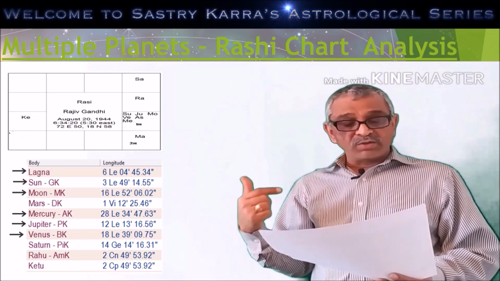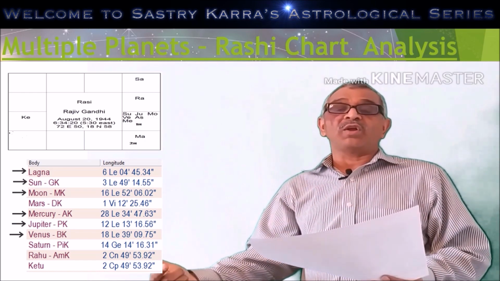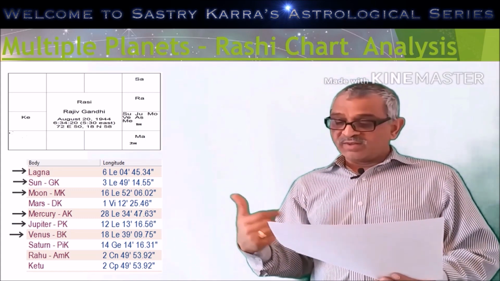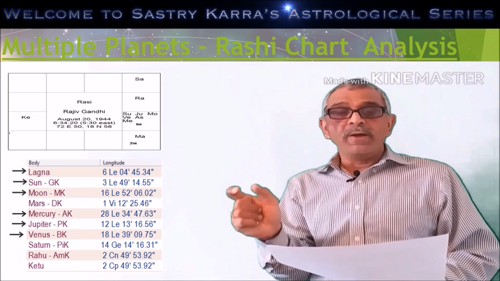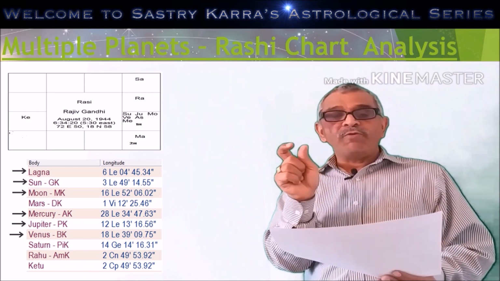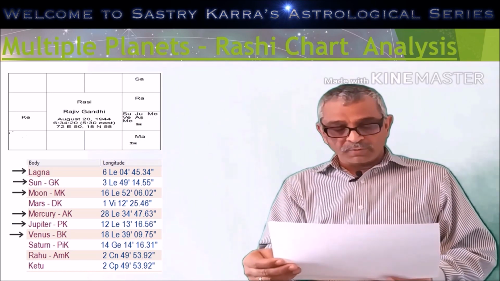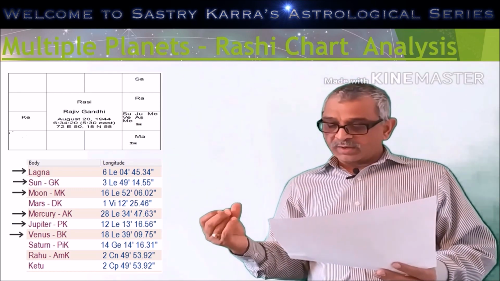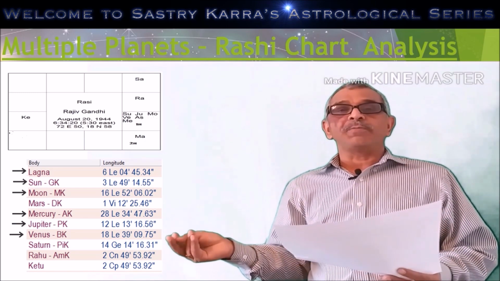And then the important thing is Venus. Venus is the 3rd house lord and the 10th house lord. The 10th house lord is at 18 degrees. That means the 10th house lord is very close to Moon. So his mind and the 10th house lord Venus are very, very close to each other. That's the reason why, if you notice his life, Rajiv Gandhi's life, he was in no way interested to enter into politics.